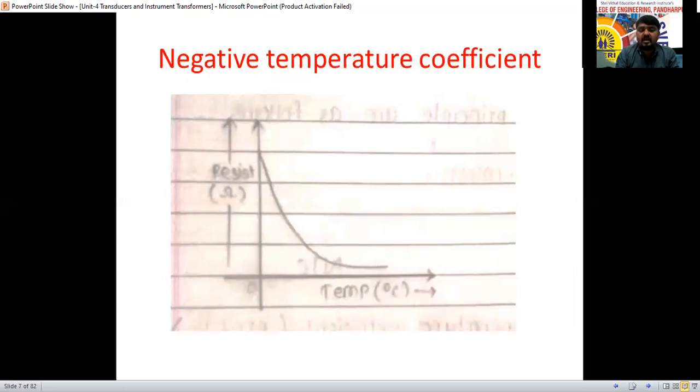See here, the initial condition at 0 degrees Celsius. I will draw it here. Is it visible? At 0 degrees Celsius, the resistance is very high. As the temperature increases, the resistance starts to decrease. At high temperature, the resistance decreases completely. Can anyone tell the material for this? Which type of material has a high resistance in the initial condition?